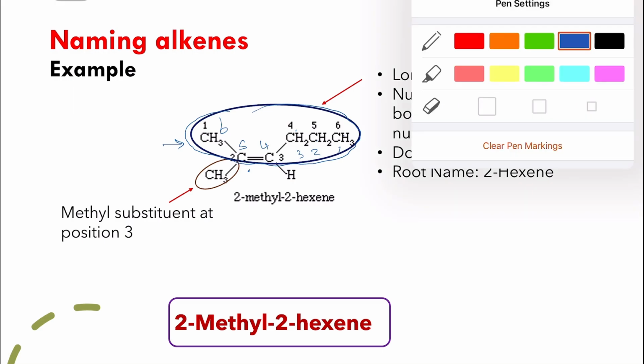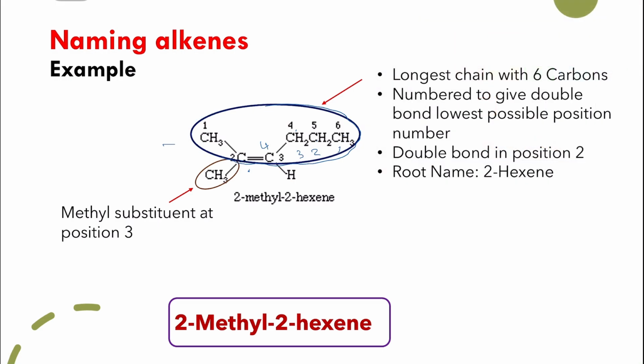As you see, I number it from the left, not from the right, and it has 6 carbon atoms, so it's hexene, and because the double bond is at position number 2, it's 2-hexene. This is the root name. And then there is only one substituent, in position number 2, which is a methyl group, so it's going to be 2-methyl-2-hexene.